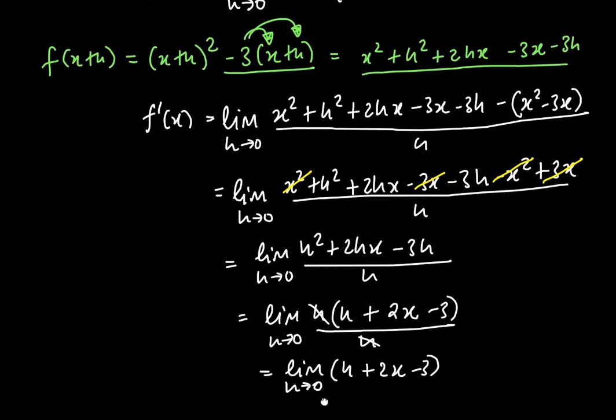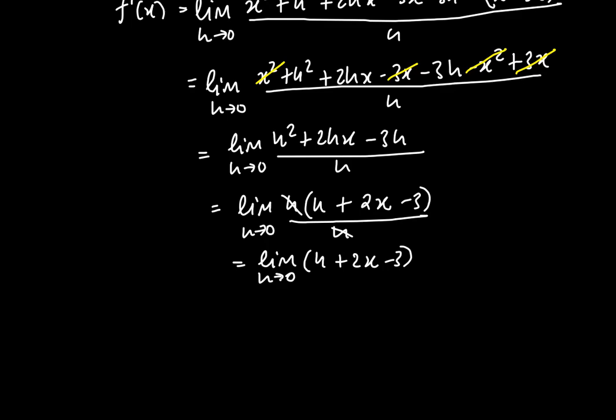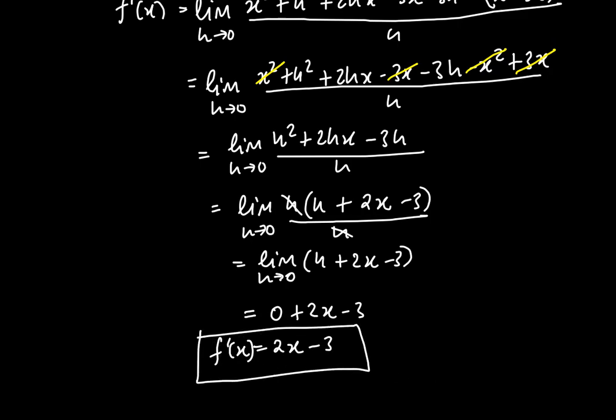Okay, now to finish off this, we're gonna substitute h as 0 because we no longer have a fraction. So we're gonna say 0 plus 2x minus 3. And please note that I no longer write lim as h approaches 0. I no longer write this. So the final answer will be 2x minus 3. So it means the derivative of f will be 2x minus 3. Alright.